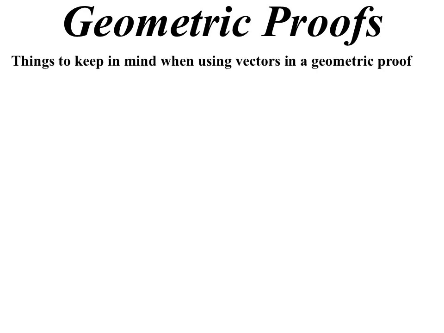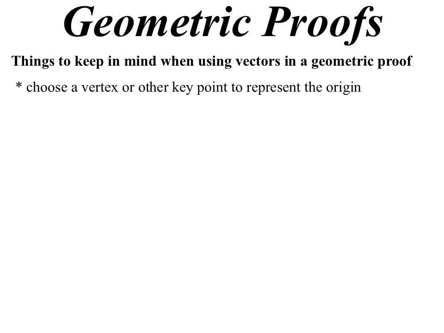Geometric proofs, but instead of relying on the geometry theorems that we know, we're going to use vectors to prove some of these geometric proofs. But things to keep in mind when you are playing with vectors. In your picture, because it's not necessarily going to be on a coordinate plane, because we're talking about geometry here, we choose a vertex or some other key points in the picture to represent the origin. So that's where all of those vectors, the position vectors, are coming from.